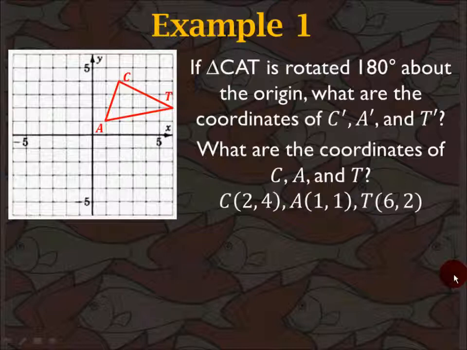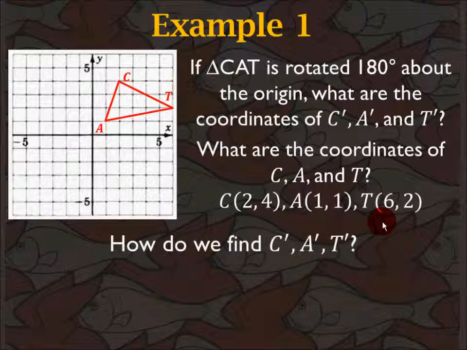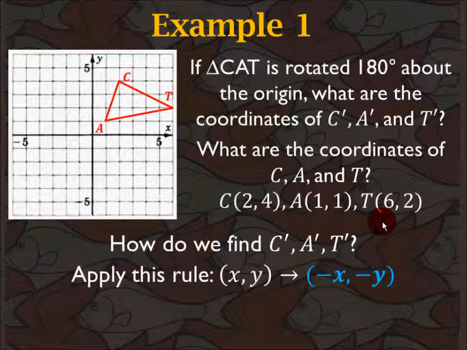Example 1. If triangle CAT is rotated 180 degrees about the origin, what are the coordinates of C', A', and T'? So first of all, we need the coordinates of C, A, and T. C happens to be at (2, 4), A is at (1, 1), T is at (6, 2). Now, if you remember what the motion rule is, how do we find C', A', T'? Well, you're going to use this rule, the one that's above you that you wrote on the paper. (x, y) becomes (-x, -y).